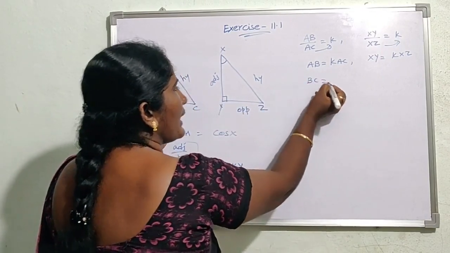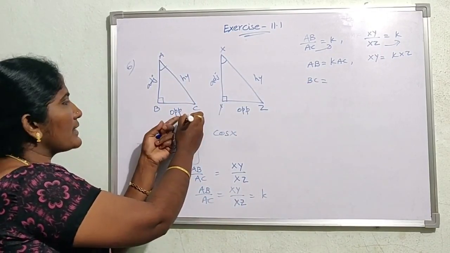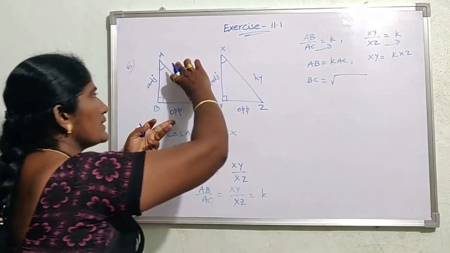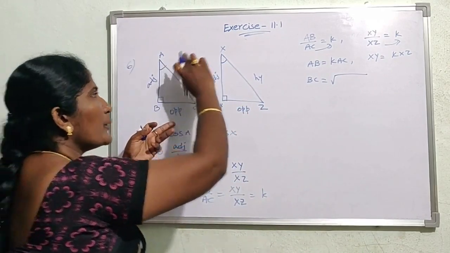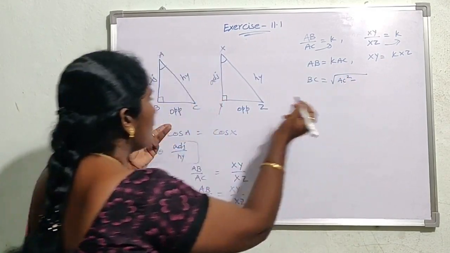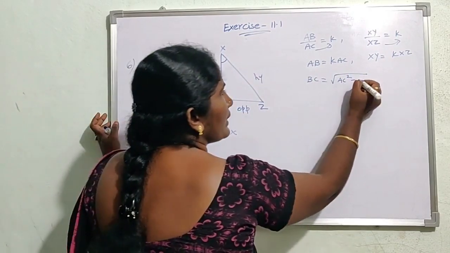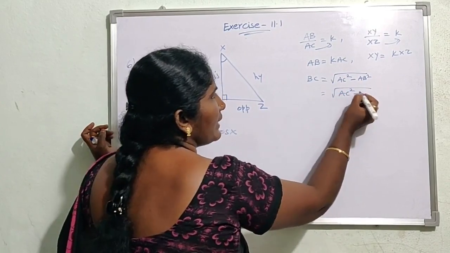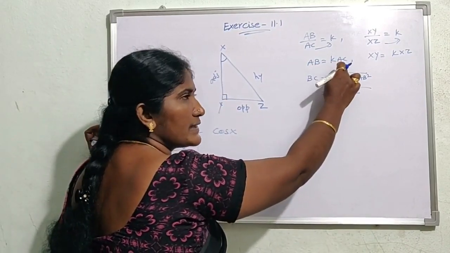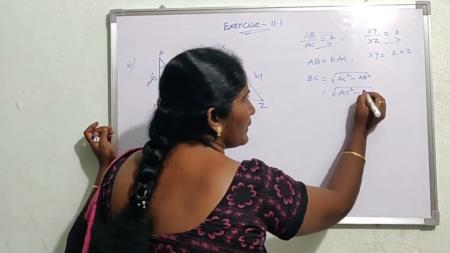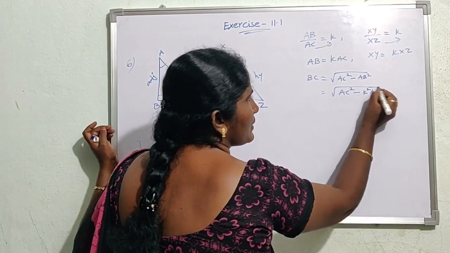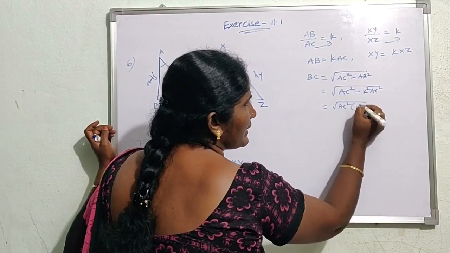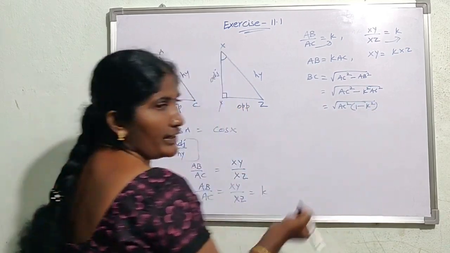BC, from triangle ABC, BC is equal to one of the sides. By using Pythagoras theorem, side is equal to root of hypotenuse square minus side square. Here hypotenuse is AC square minus other side AB square. So which is equal to root of AC square minus, here AB is equal to KAC. Instead of AB, substitute K square, AC square. In both terms, AC square is common. Take AC square common, and remaining is 1 minus K square.